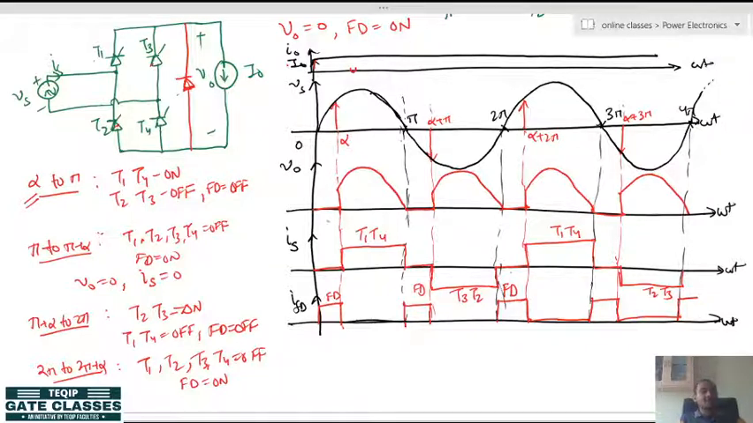What you are observing here is that when we apply the freewheeling diode, your output voltage is only positive. So this operation is a single quadrant operation.